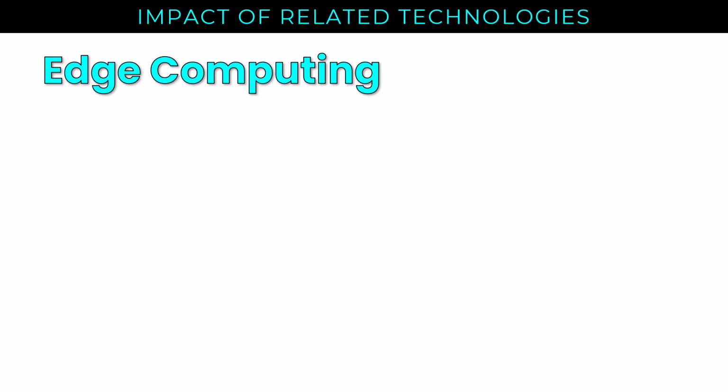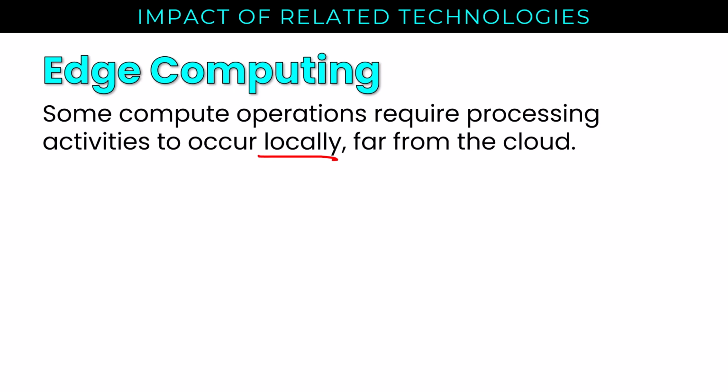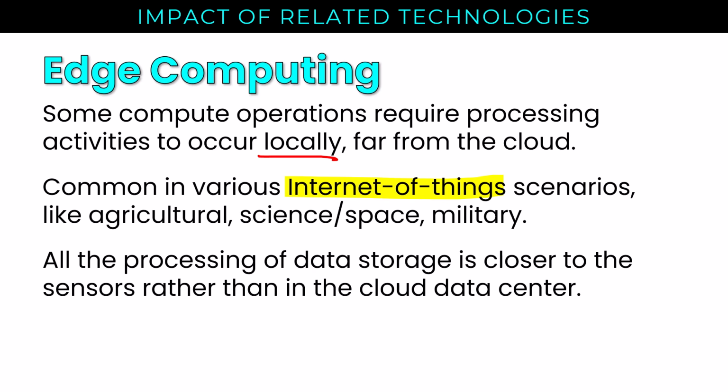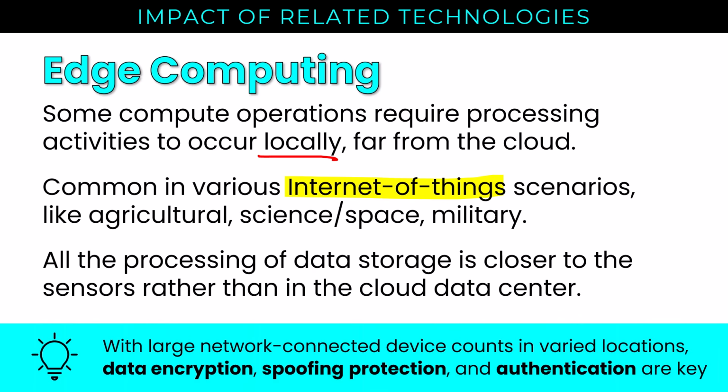Let's talk about edge computing. So some compute operations require processing activities to occur locally, far from the cloud, out in the field. This is common in various Internet of Things scenarios like agricultural, science and space, military, even healthcare. All the processing of data storage is closer to the sensors rather than in the cloud data center itself. With large network-connected device counts in varied locations, data encryption, spoofing protection, and authentication are all going to be important.